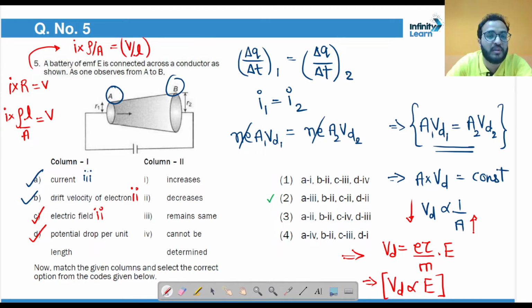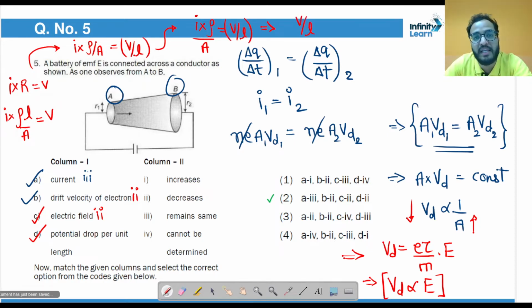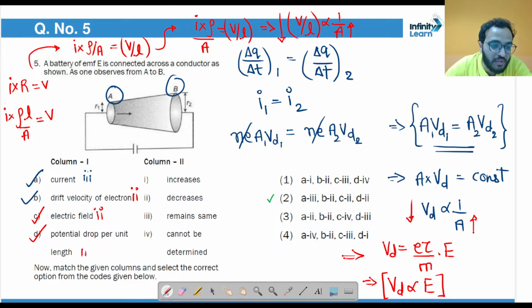Now what is V by L? Potential drop per unit length. Rho is the resistivity, which is constant, and I is constant. So I into rho upon area is equal to V by L. From here we can say that since I and rho are constant, V by L is inversely proportional to area. So if area increases, this ratio will definitely reduce. Again for this also, the second option is correct.